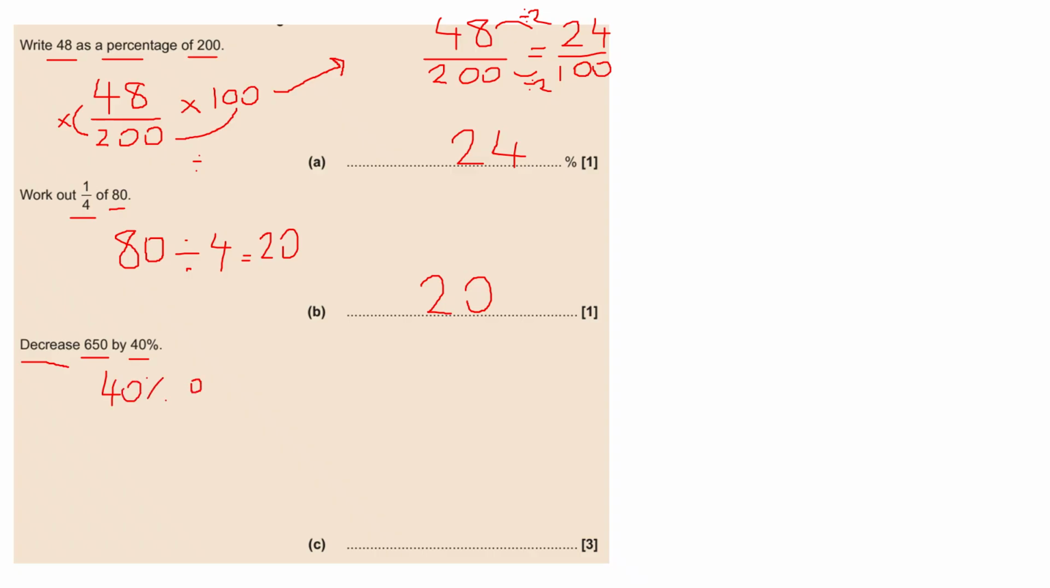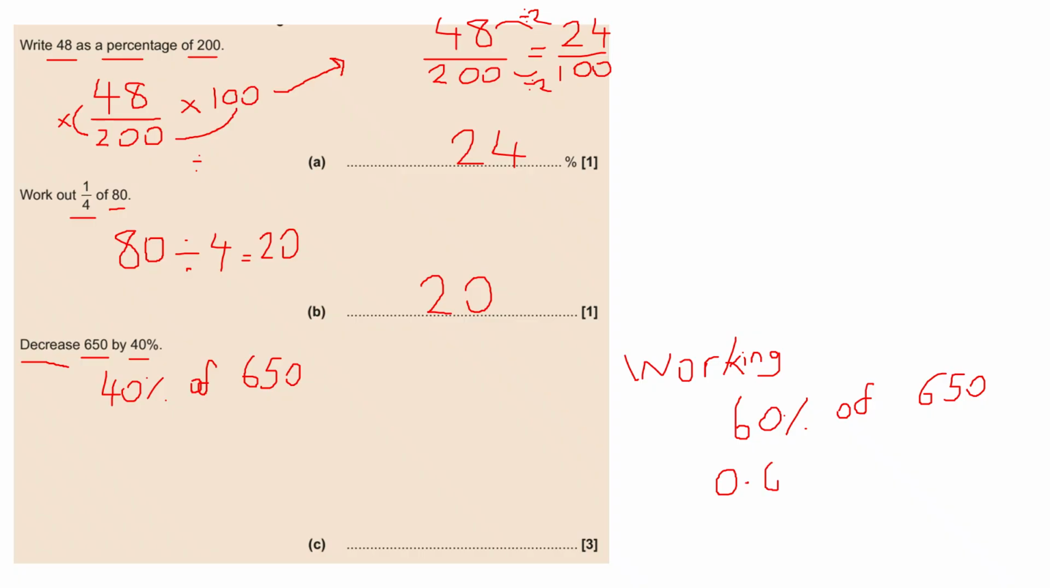A second method, which I think is a bit quicker: if you're decreasing something by 40%, then you're actually working out 60% of that amount, because that's the same as doing 40% of that amount and then taking it off. That is the exact same as doing 60% of 650. Now 60% as a decimal will be 0.6. We get it by doing 60 divided by 100. Of means to multiply, so we have 0.6 multiplied by 650.